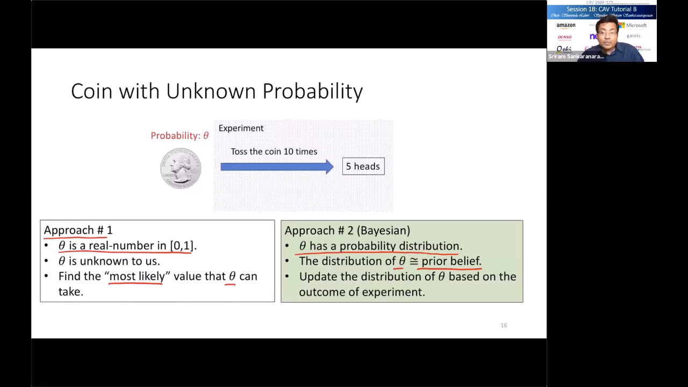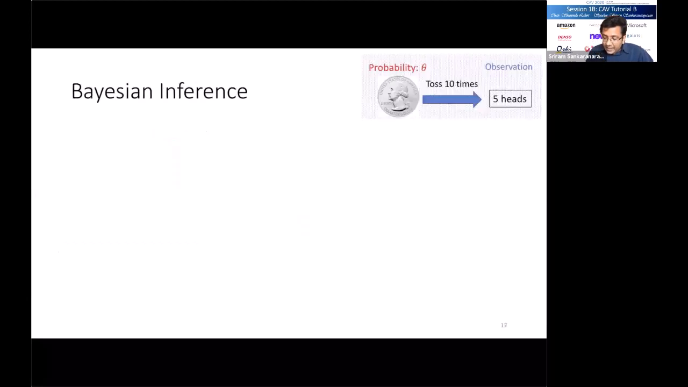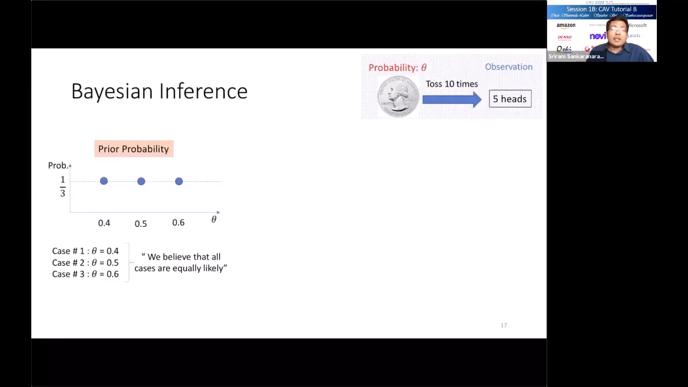And in Bayesian inference, you're going to update the distribution of theta based on the outcome of an experiment. So what's the idea here? In Bayesian inference, here is an example of a prior. You can say, in my prior, theta can only take on 3 values, either 0.4 or 0.5 or 0.6, but no other value. And I believe that each of these values has 0.333, or 1/3, probability. This is a way of specifying a prior. This is my prior belief. I believe that each of these values is equally likely.